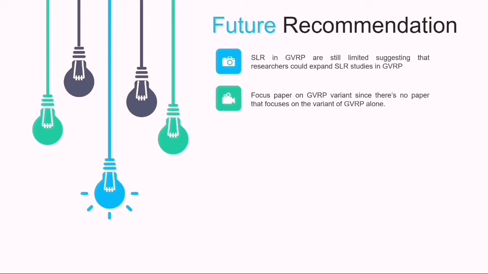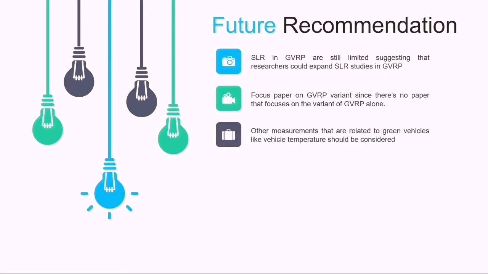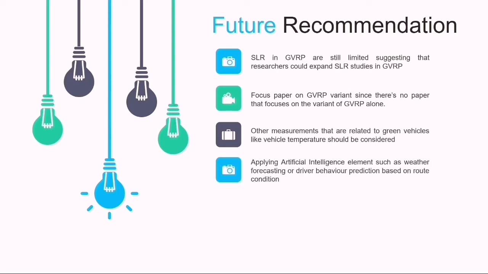To my knowledge, there is no paper that focuses on the variants of GVRP alone. This study disclosed that a gap exists in this focus topic. Other measurements that are related to green vehicles, like vehicle temperature, should be considered since they can affect alternative fuel vehicle journeys. There is also no study that includes forecasting or even the behavior of the driver as a constraint. This area should be further investigated by injecting an artificial intelligence element such as weather forecasting or driver behavior based on route condition.